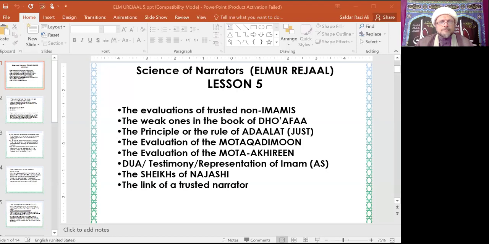Inshallah, we're going to take lesson 5, Ilm al-Rijal. And today, basically, we are almost done with Ilm al-Rijal. A few things will be left for next week, and then the week after we'll do the practice on exercises. So we'll give you a hadith and we'll check the sanad and the link of the hadith.